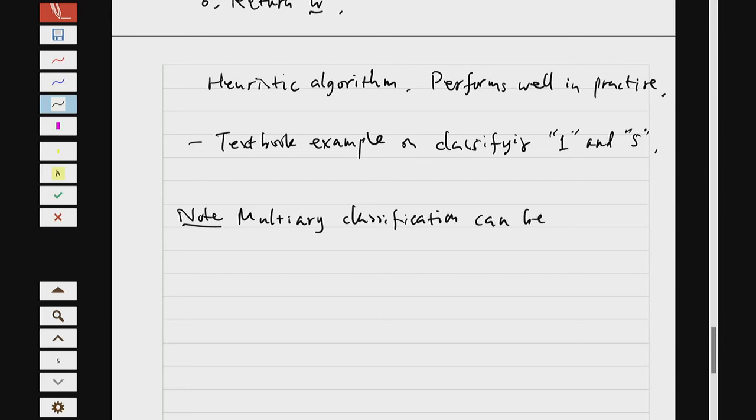Can be implemented. Whether you should implement it that way is a different story. It can be implemented by a sequence of binary classifications.